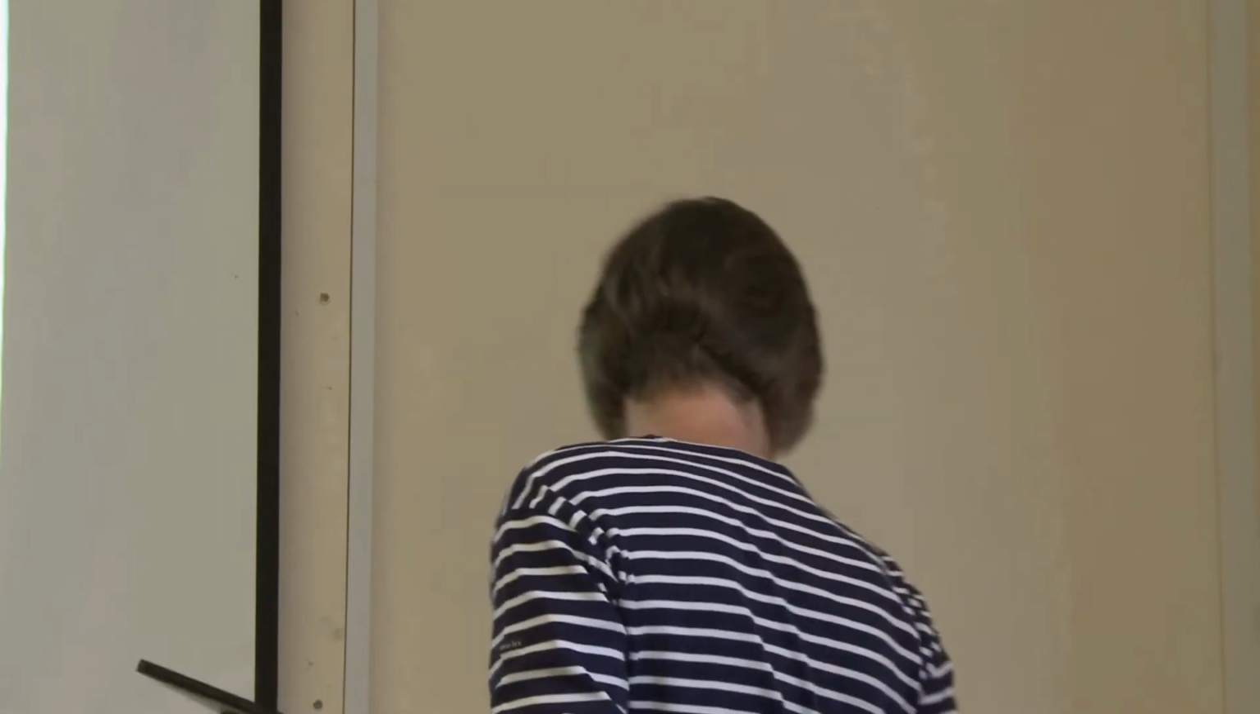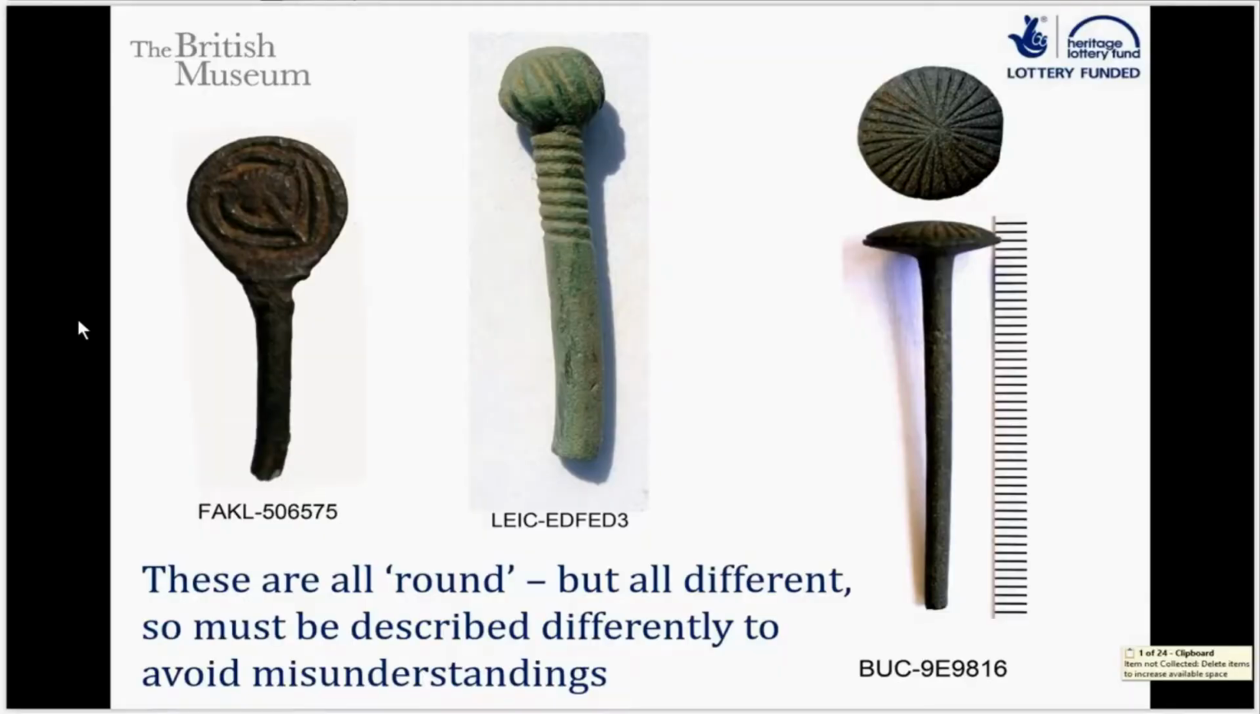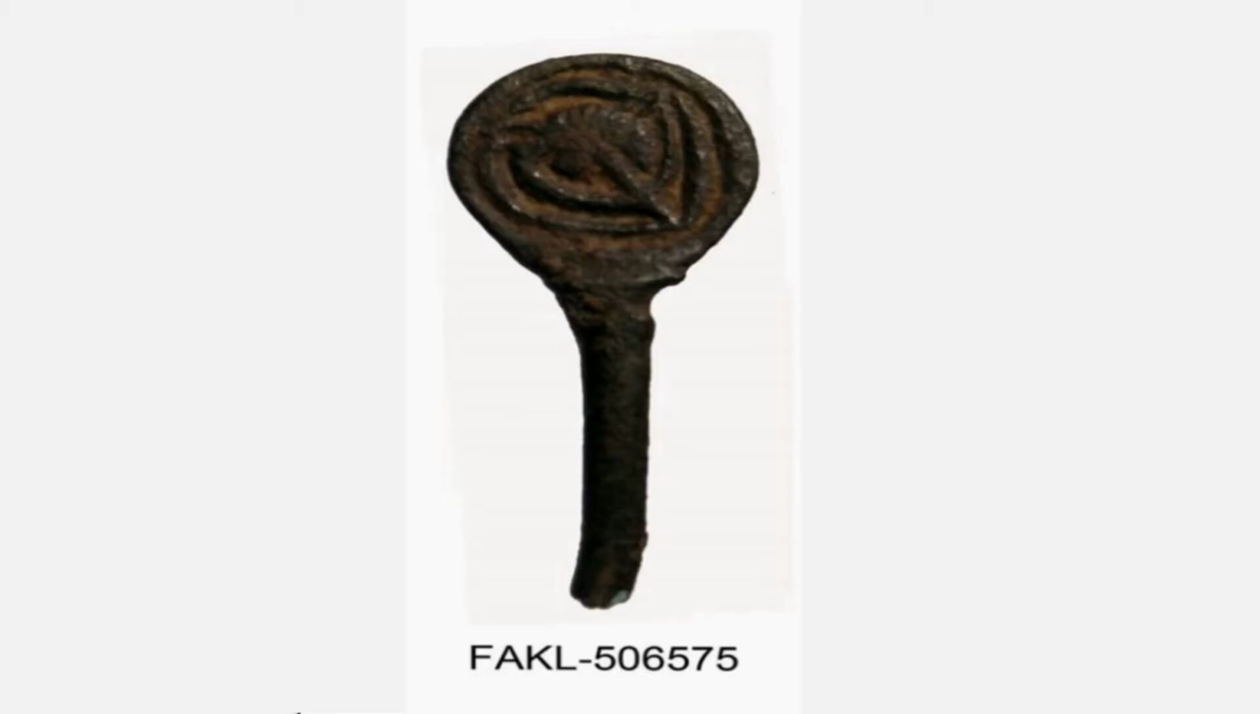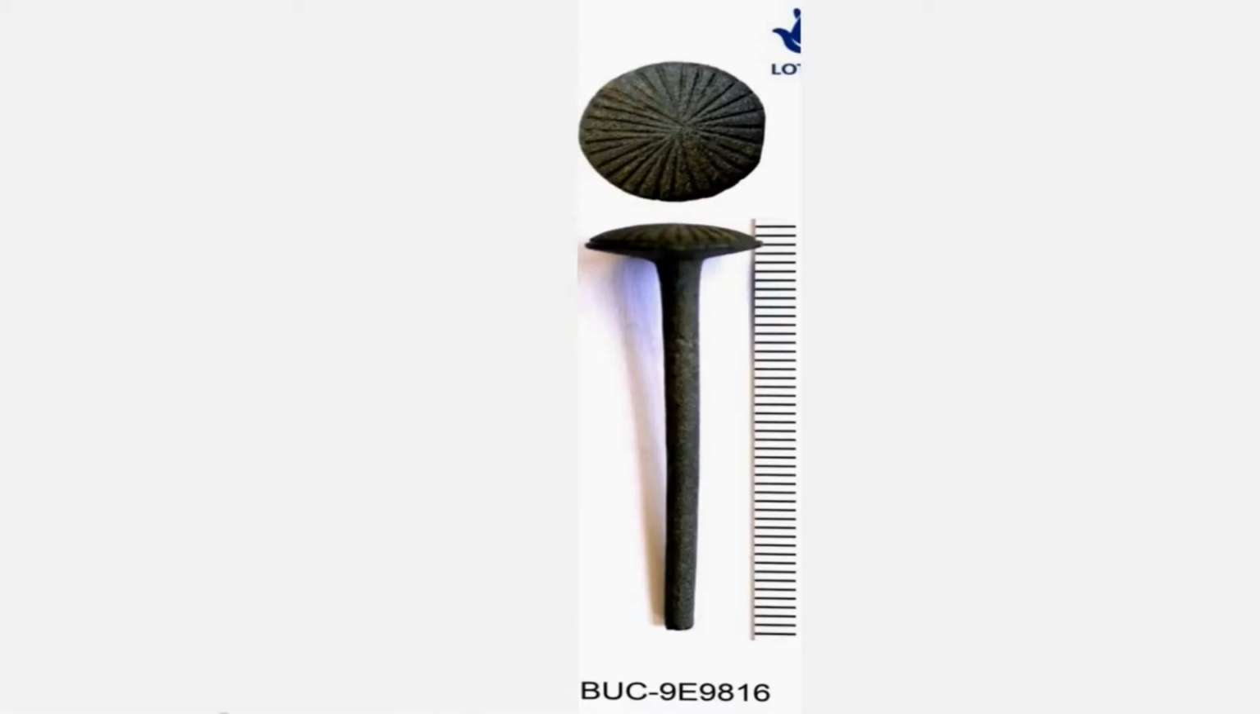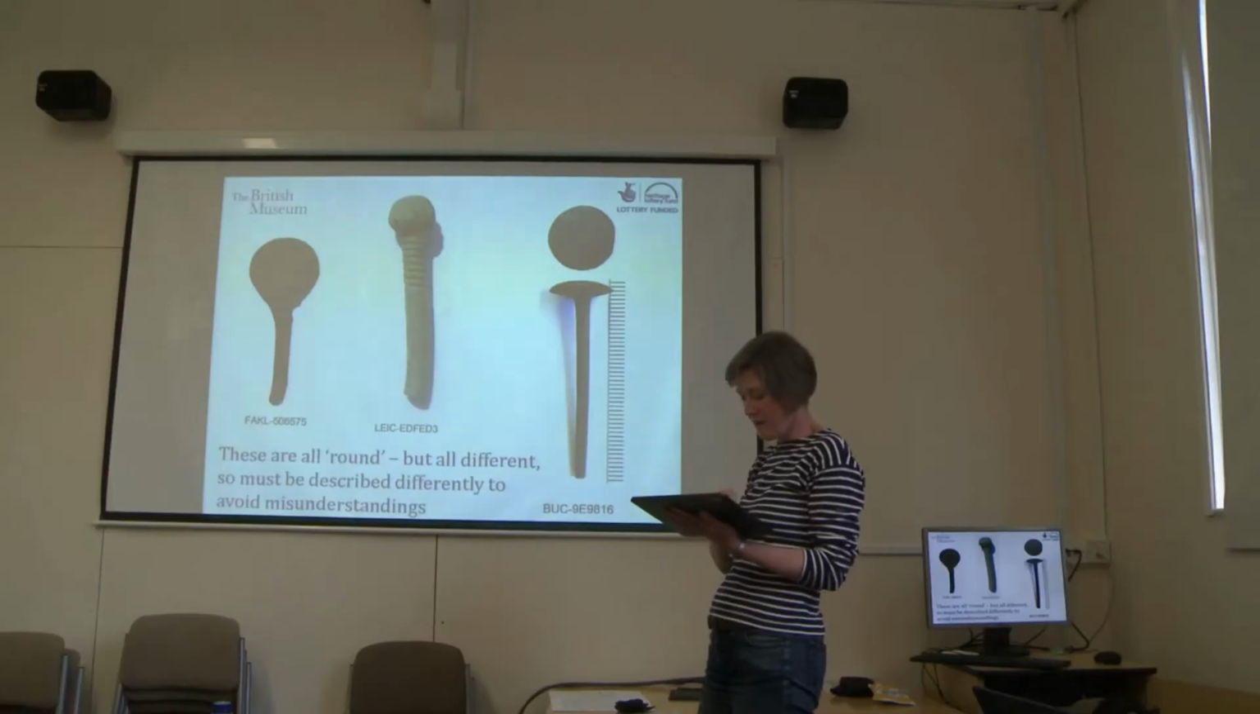Now, my example for this is these. These were all originally described on the database as round. All of these pinheads were round pinheads, but they're all of completely different shapes. So we need to be more specific. So you might say flat, circular and set on edge for this one. This one might be globular, or if it's very, very perfect and regular, it might be spherical. This one's almost biconvex. It's circular when seen from above.